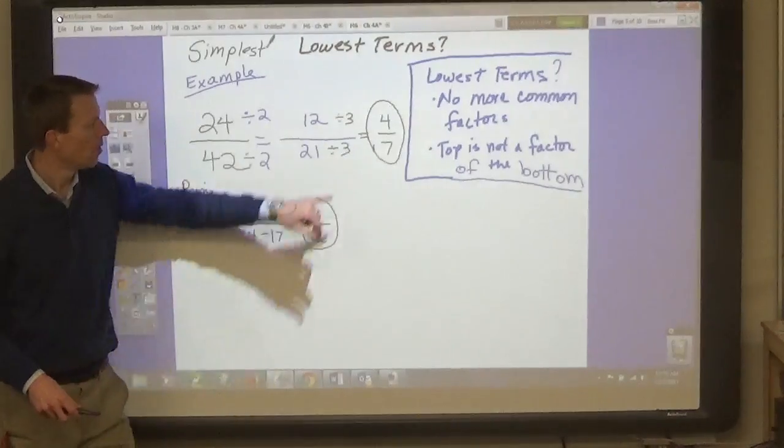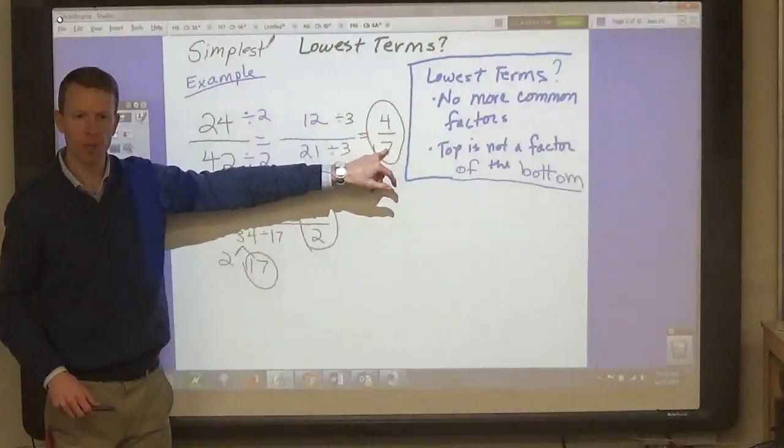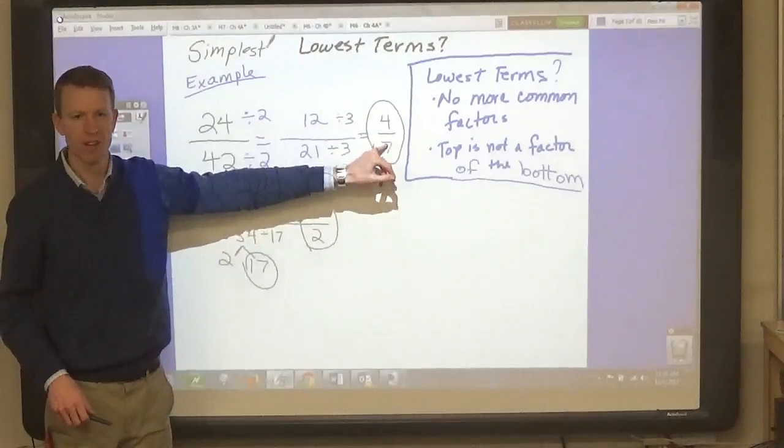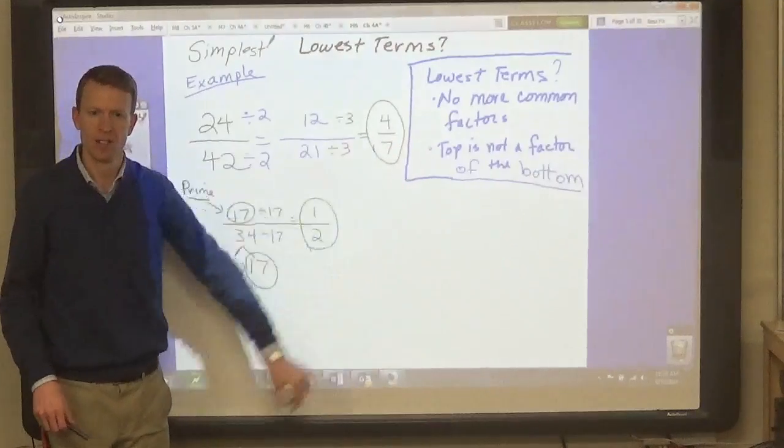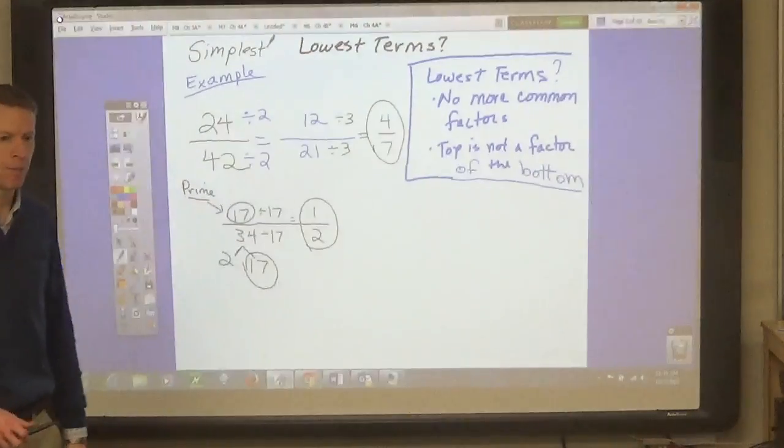Also, if one or both of them are prime numbers, then you know you're close, as long as they're not divisible by each other. Okay, so what are prime numbers?